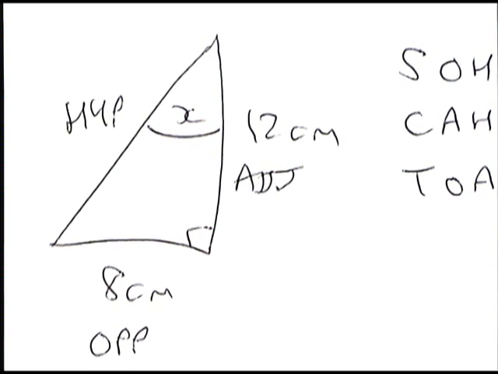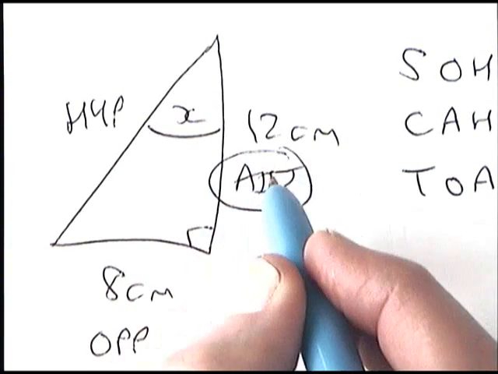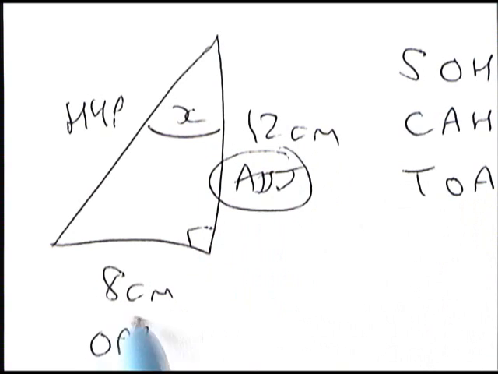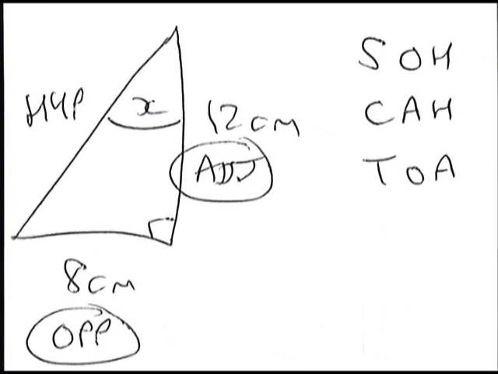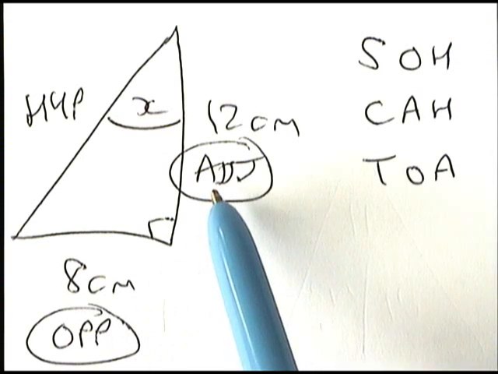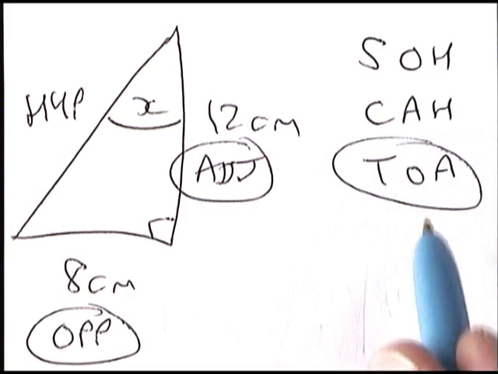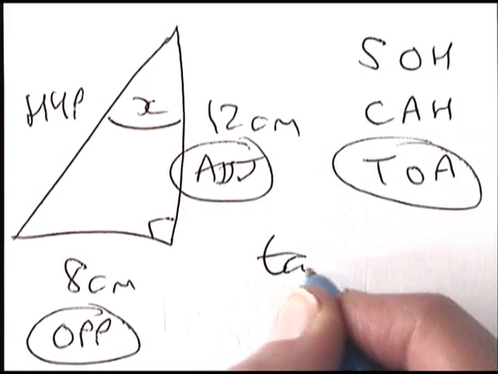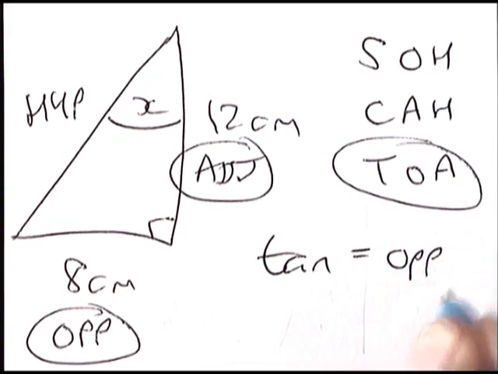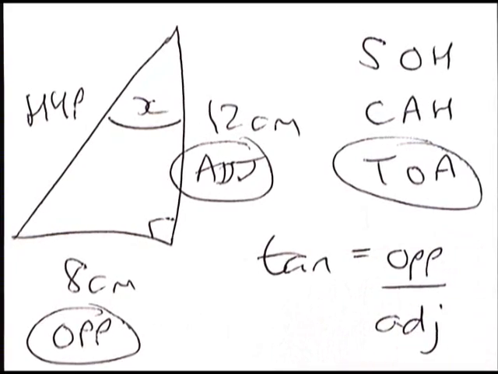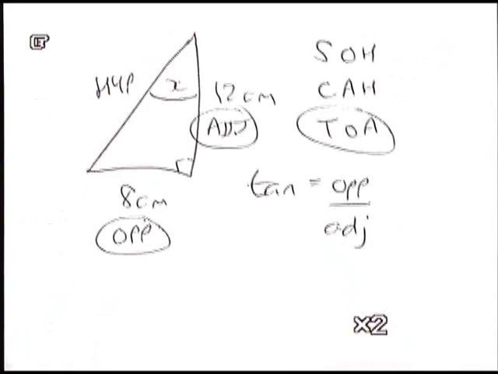Two of those sides will have had numbers on them. The adjacent has a number on it. The opposite has a number on it. Circle those two words. Those words begin with an O and an A. We need to look through here until we can find an O and an A. And it's here in the tan formula. So the formula we'll be using is tan is opposite divided by adjacent.